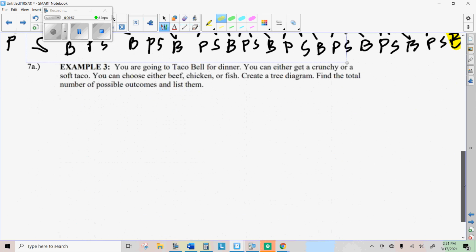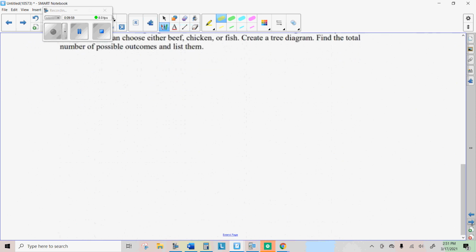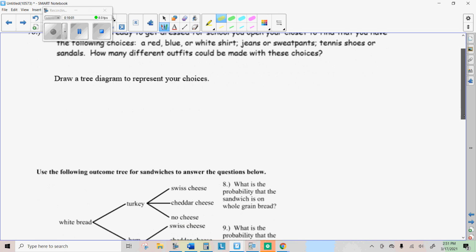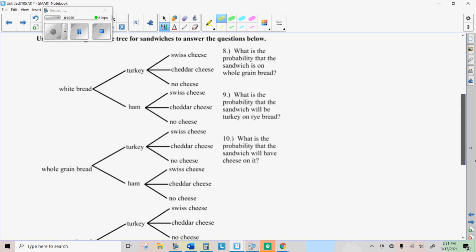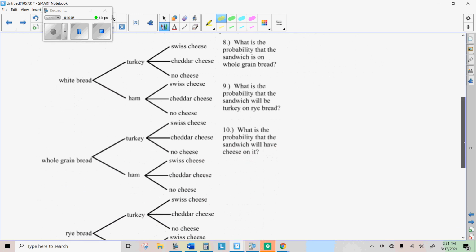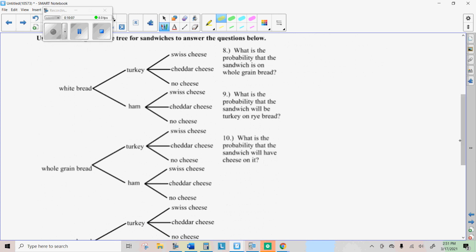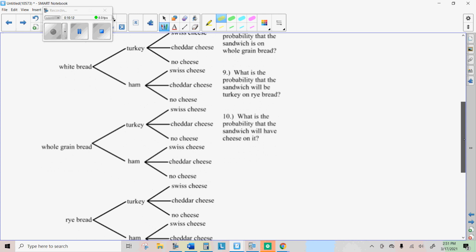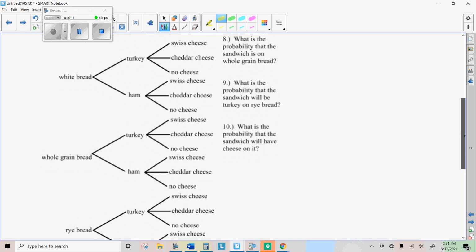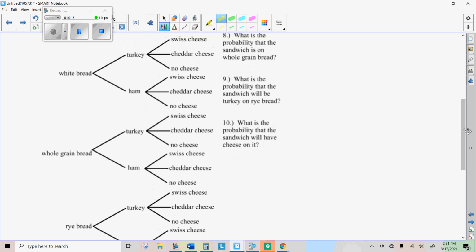All right, so you're going to make a tree diagram. Practice that a couple times. The last thing we're going to do is use a tree diagram to figure out some probabilities. So you go to a deli and these are your choices. You have 3 choices of bread: white bread, whole grain, and rye. You can pick either turkey or ham for your meat, and for your cheese, you can have Swiss cheese, cheddar cheese, or no cheese.